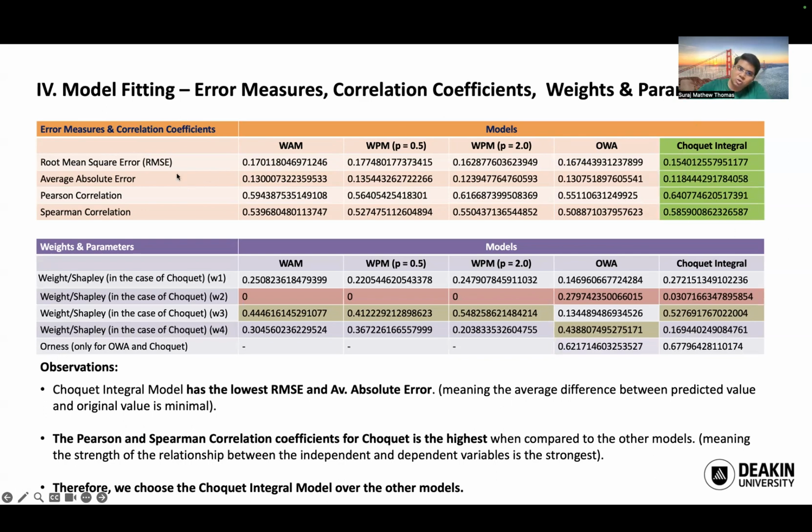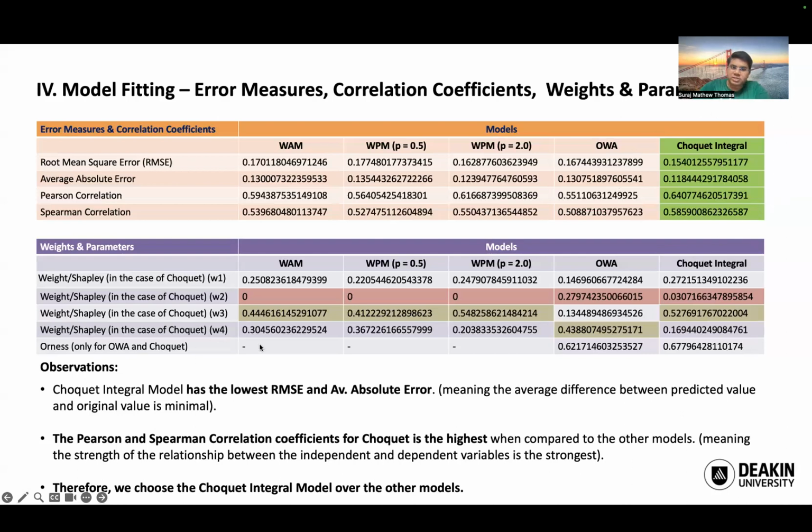Not only do we see the root mean square error, we also see the average absolute error, which is the lowest. The Pearson and the Spearman correlation between them is the highest among all the other models. That's why it's highlighted in green. So this is the model that I'm going to select for further analysis.